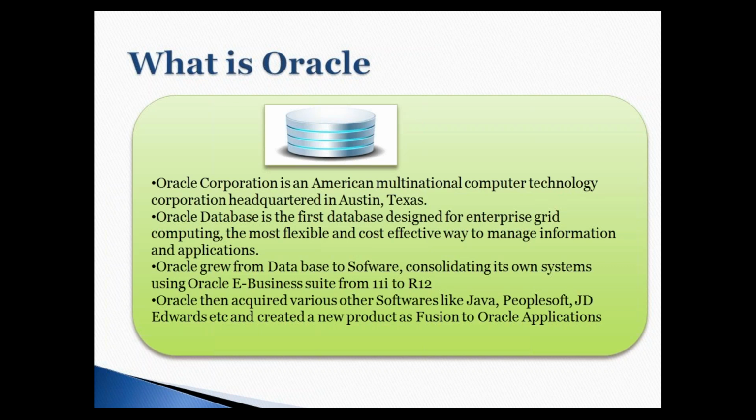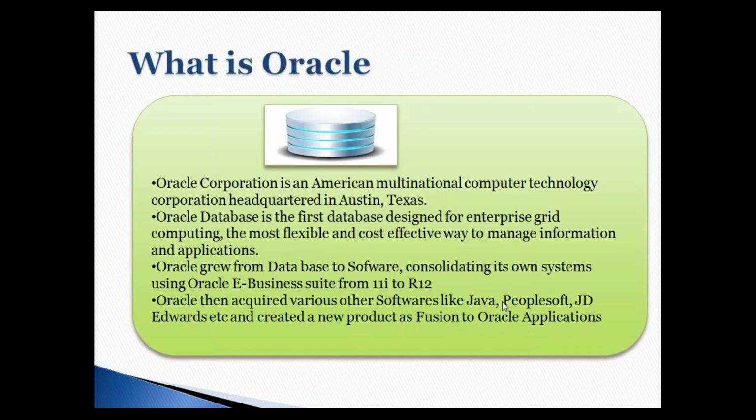Slowly, Oracle started acquiring Java. They acquired PeopleSoft. They acquired JD Edwards, like this. So several products Oracle has acquired, and then they developed, by taking the advanced concepts from all these softwares they acquired, the very good parts, a new software called Fusion Applications. Meaning, from R12, Oracle has moved on to Fusion.